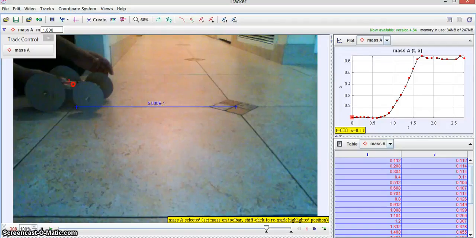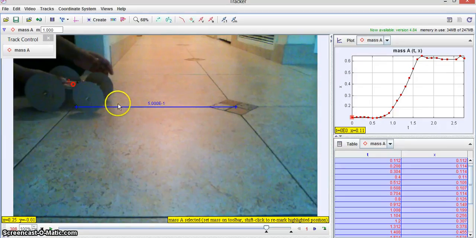Okay, so this is a screencast of how I use Tracker and Logger Pro to model the motion of my mousetrap car, which I made for distance. My other two partners in my group made the other two mousetraps. I imported the video, and then I used a calibration stick and measured the width of my tile from the middle of the little square thing to the very end of the first tile, and it was about 0.5 meters.